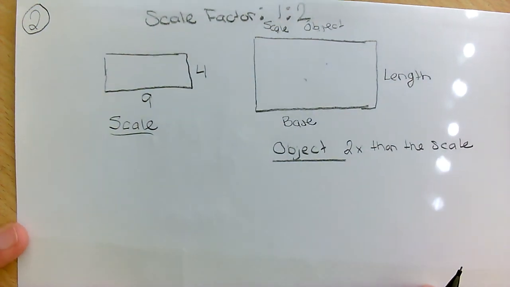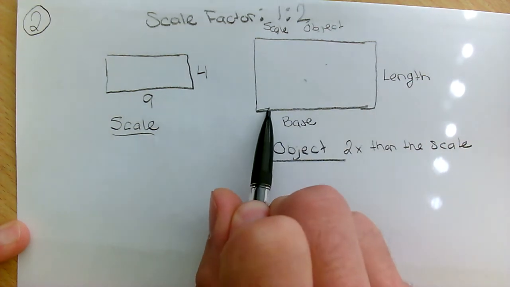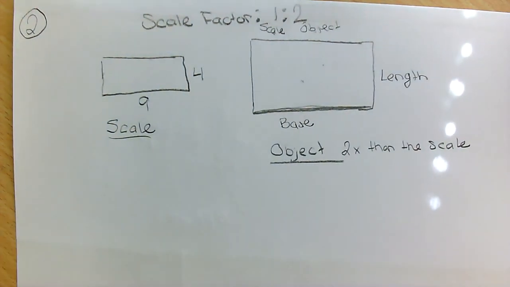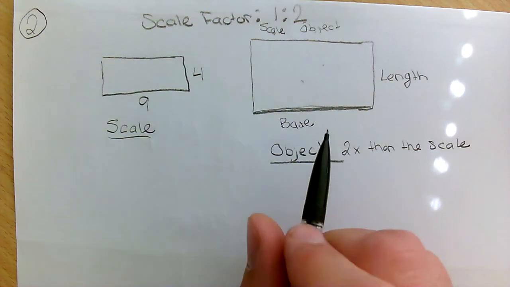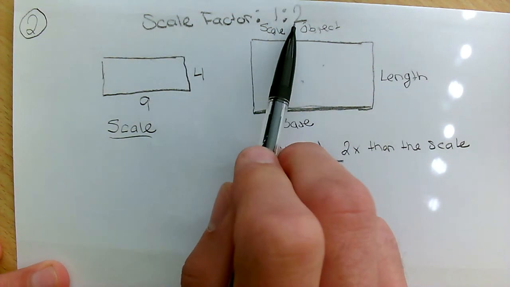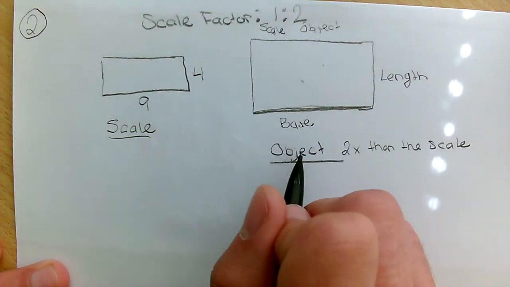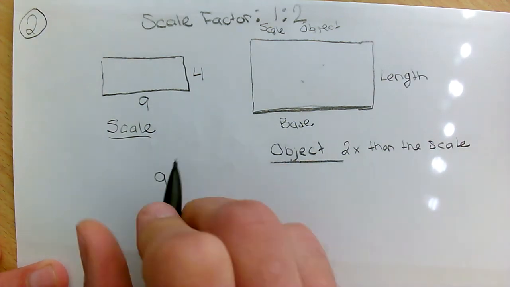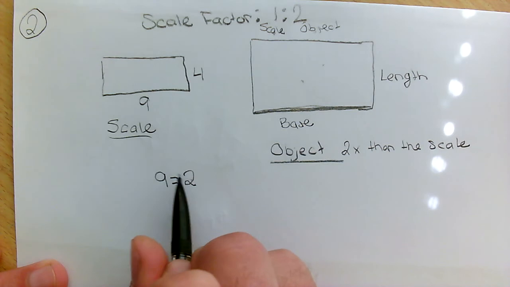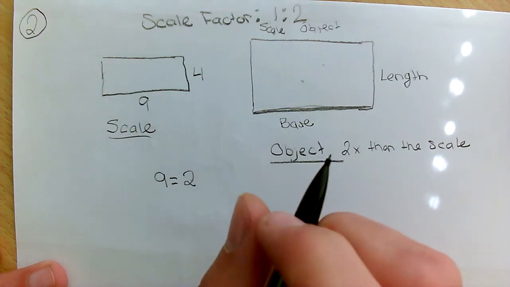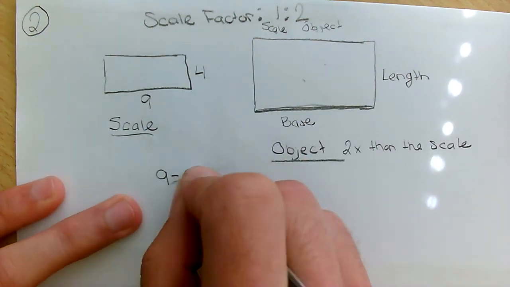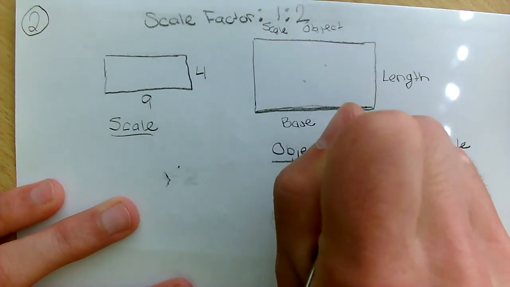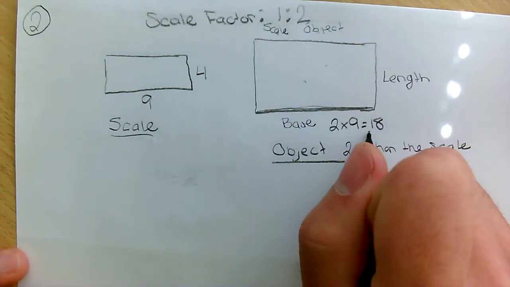Alright. So the first question is asking us to find this base right here. Now how would we find this base? I actually think this problem is easier than the last one. Well, we know from our scale factor that our object is 2 times greater than our scale. So if our scale is 9, then our object has to be 2 times the amount of 9. You can just multiply it out. So 2 times 9 is equal to 18. So our base is 18.